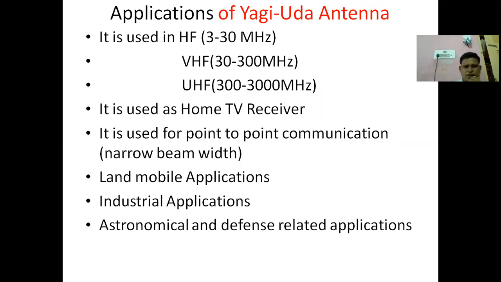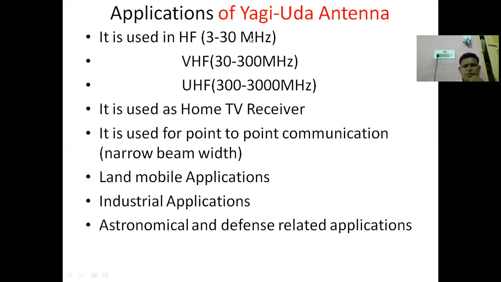Nowadays, we are not using this type of antenna, but it is used for point-to-point communication also. For intercommunication between two ships, or communication with base stations, land mobile communications, point-to-point communication, these types of antennas are very useful. It has a narrow bandwidth. It is used in land mobile applications, industrial applications, and astronomical and defense related applications also. This is the Yagi-Uda antenna.